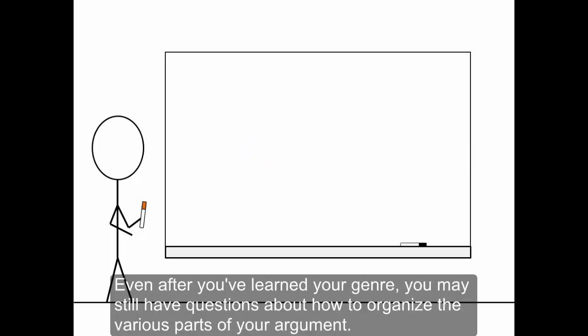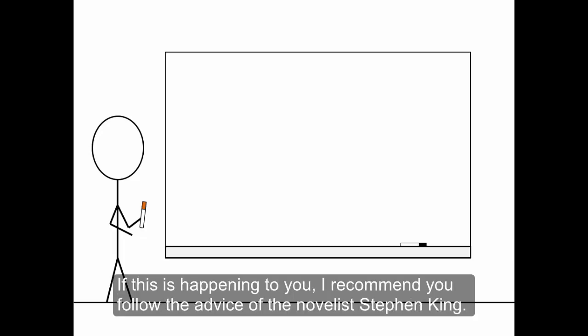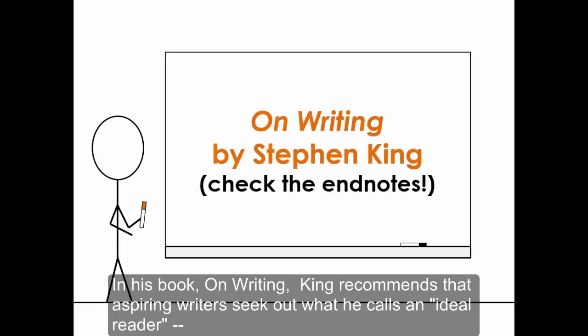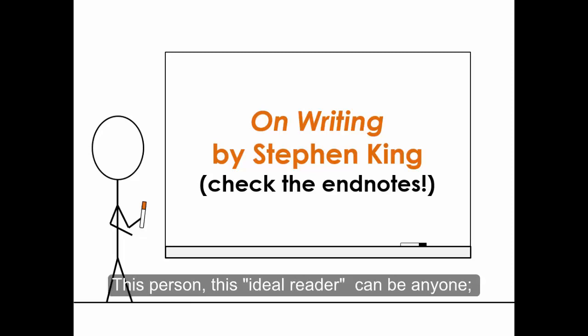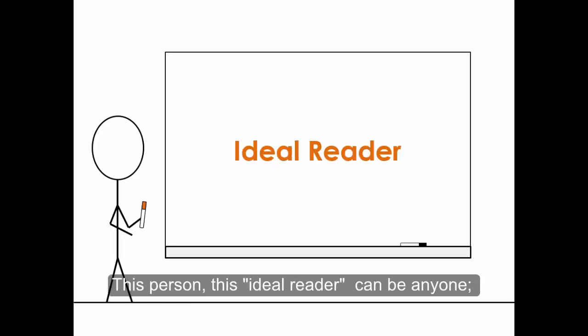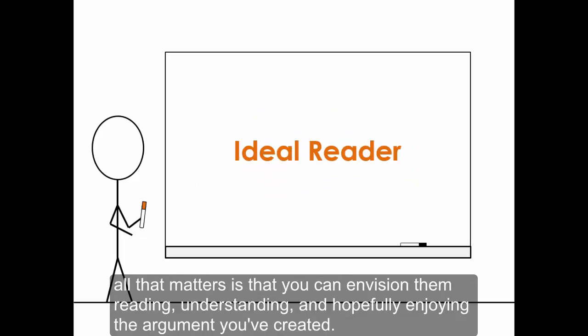Even after you've learned your genre, you may still have questions about how to organize the various parts of your argument. If this is happening to you, I recommend that you follow the advice of the novelist Stephen King. In his book, On Writing, King recommends that aspiring writers seek out what he calls the ideal reader, a person you can imagine writing your paper for. This person, this ideal reader, can be anyone. All that matters is that you can envision them reading, understanding, and hopefully enjoying the argument you've created.